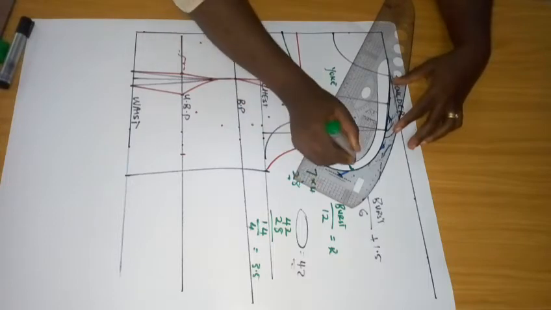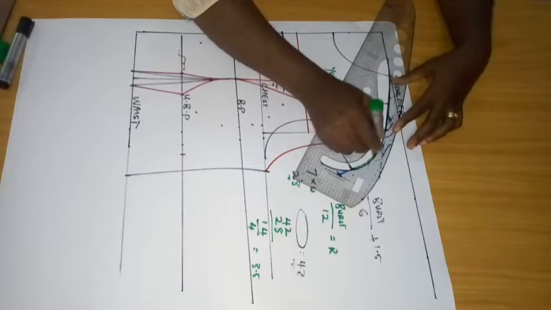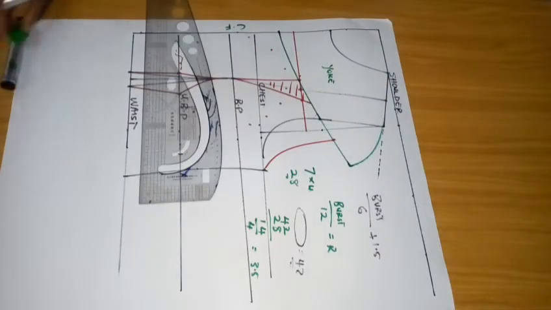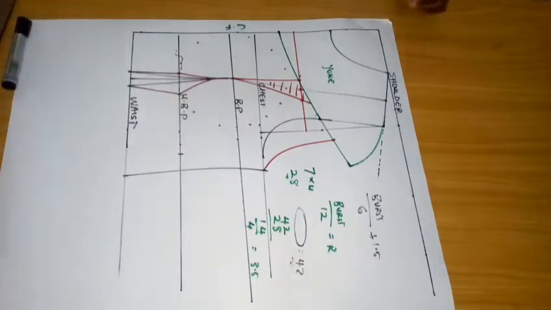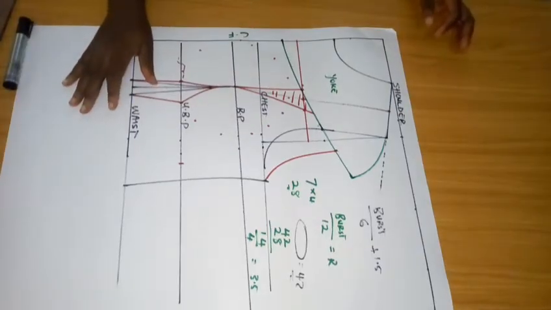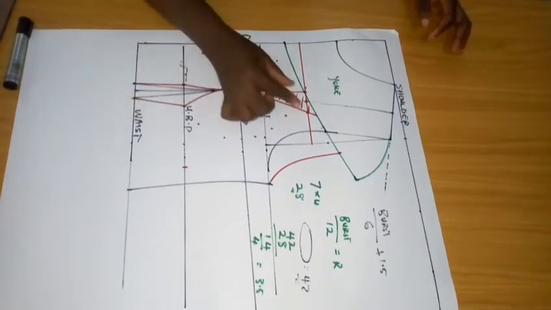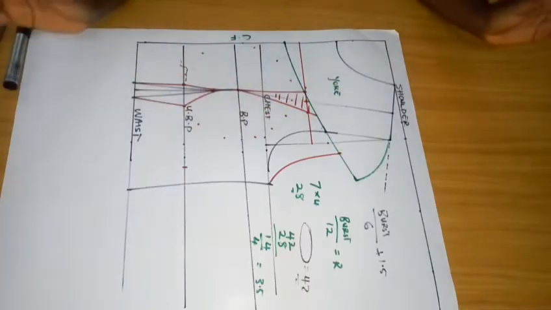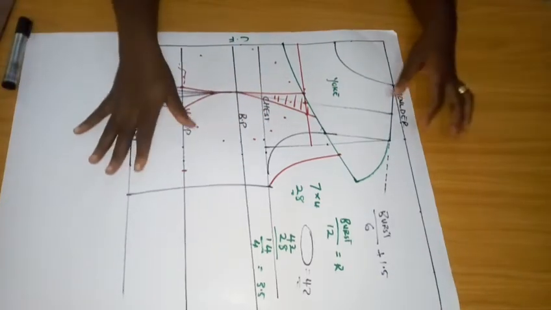Now I will connect. Can you see? That is the arm connection at that point, and this is the yoke. All right, and we are done. All we are going to do now, once I cut this off, is attach our yoke perfectly. So I'm going to cut it off.